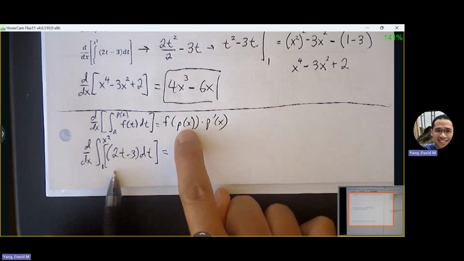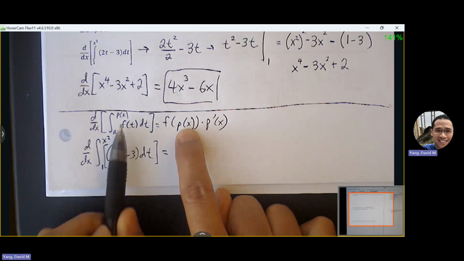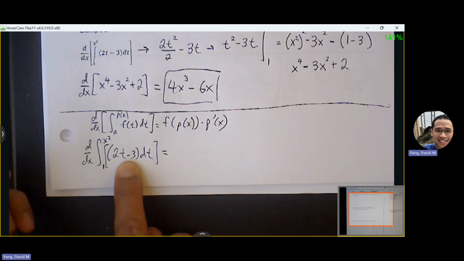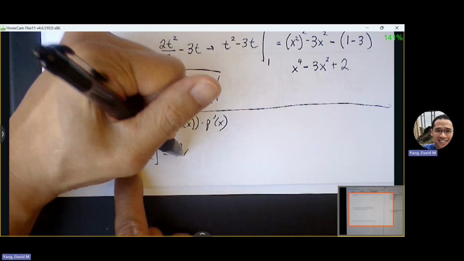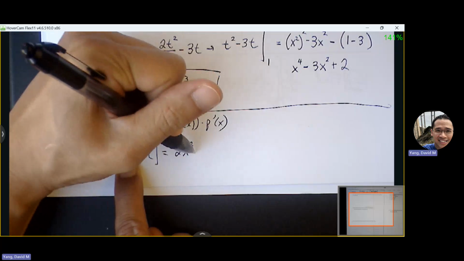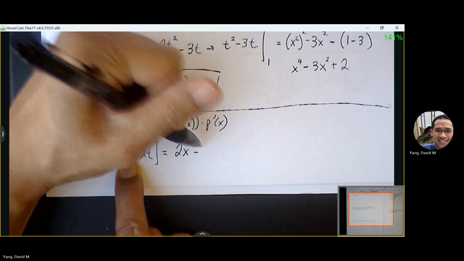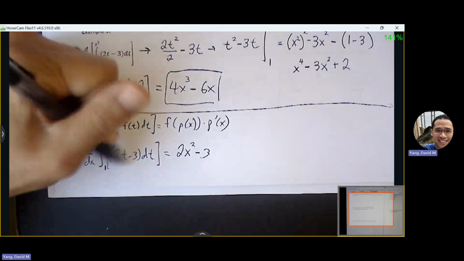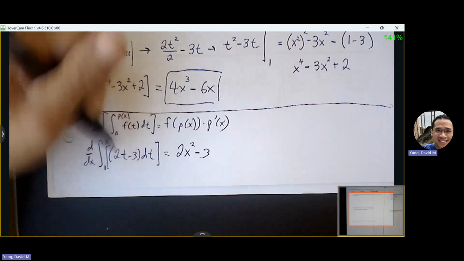So the rule says f of p of x. That just means plug the upper bound into the function. No derivative, just go ahead and plug in. So what is that going to get us? 2x squared minus what? 3. 3, yeah. So we need to write the entire expression, just replace the t with x squared.